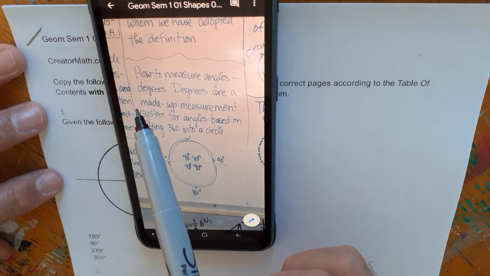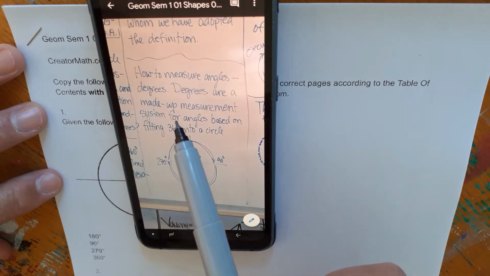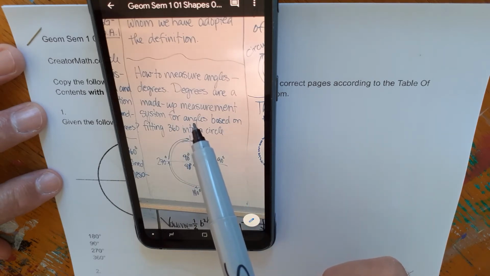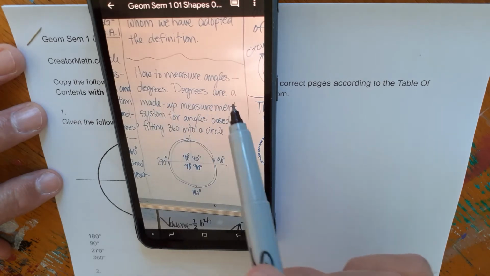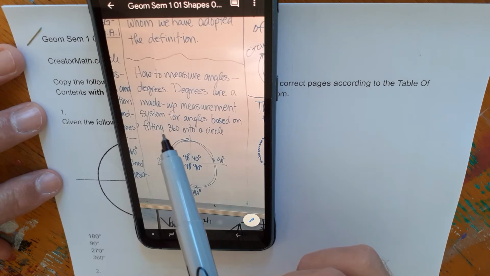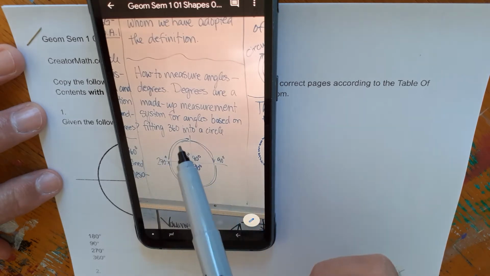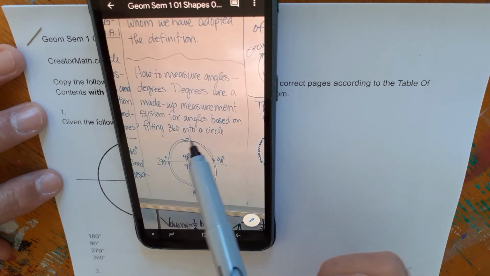And that's kind of the difference between a postulate and a theorem. A postulate is a rule, oftentimes one that we made up, a definition. And a theorem is a proof using postulates and definitions to prove it. So how to measure angles? We use degrees. Degrees are a made-up measurement system for angles based on fitting 360 degrees into a circle. So if we do a quarter of a circle, we have 90, 180, 270, and 360.